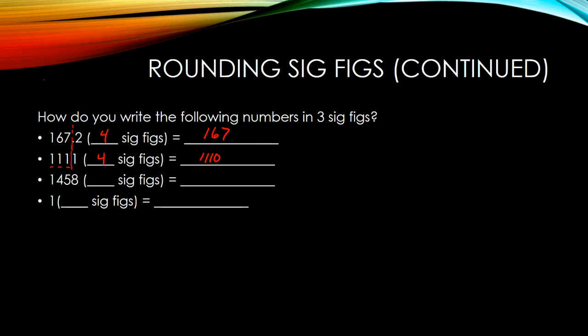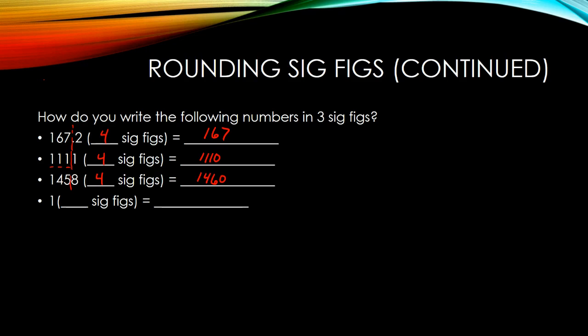Otherwise, our next example, we got 1,458. We keep the 1, we keep the 4, we keep the 5, and the 8 causes the 5 to round up. So this is 4 sig figs. So it becomes 1,460.